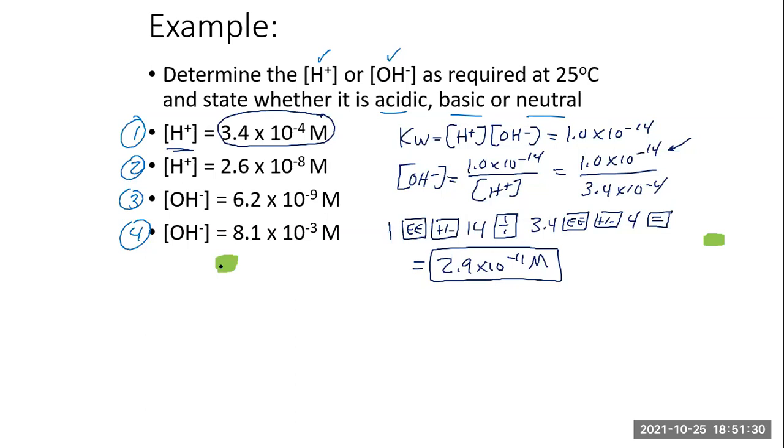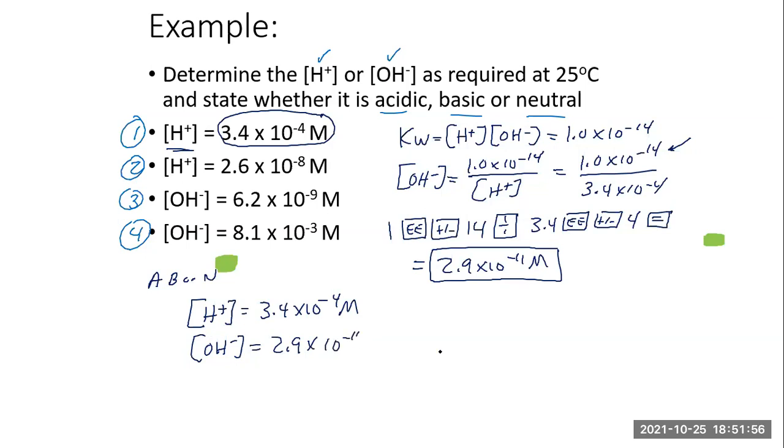Okay. So at this point, we've determined the OH minus concentration. We now want to determine, is it acidic, basic, or neutral? To do that, we want to compare both concentrations. We want to compare the H plus concentration, which in this case was 3.4 times 10 to the minus 4, to the OH minus concentration, which we just calculated at 2.9 times 10 to the minus 11.